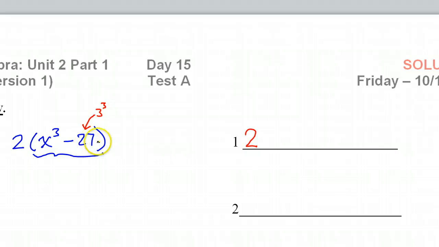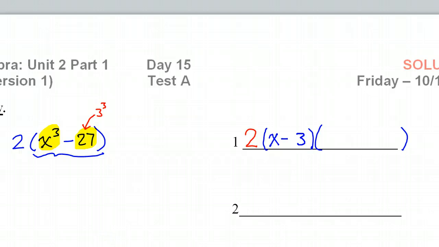The sum or difference of two cubes always factors as a binomial times a trinomial. That's a 2-piece times a 3-piece. The binomial is just the root of these two things. So if I take this and I take this, x to the third power comes from x. I keep the same sign here. 27, as we mentioned, comes from 3 to the third power. So the root of 27 is 3, the cube root. So we've got that.